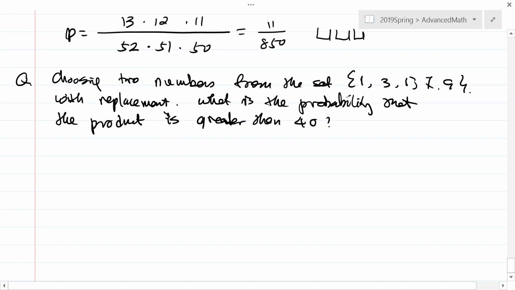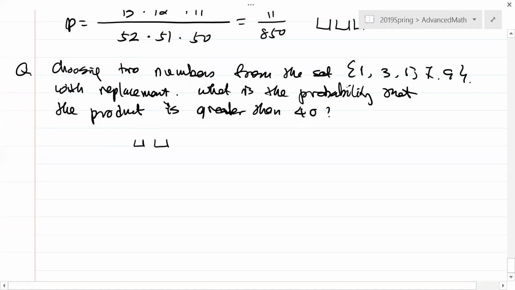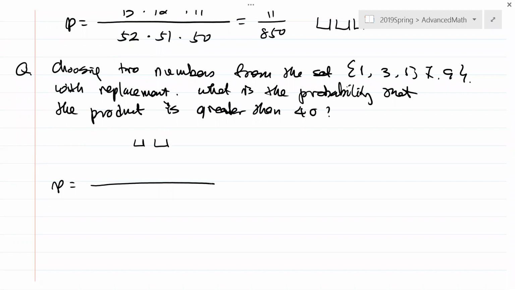Okay, so you have to choose 2 numbers with replacement. So you write down 2 numbers, right? Independent 2 numbers. Let me finish the denominator, okay? The number of all possible outcomes: for the first digit, you have 5 choices. Second digit, you also have 5 choices. So in total, there are 25 two-digit numbers you're going to get.